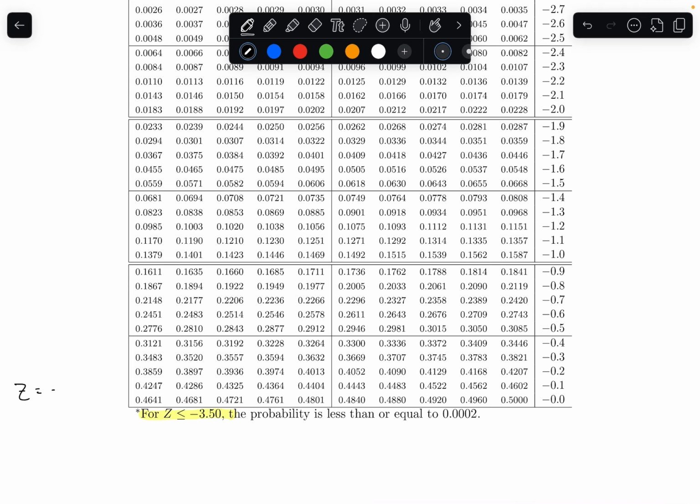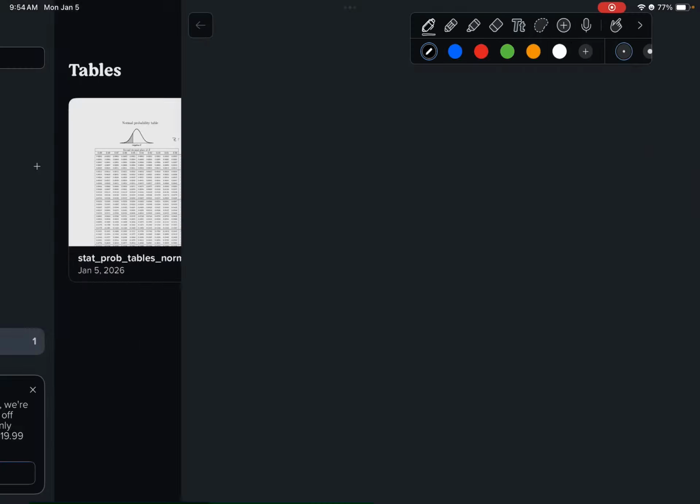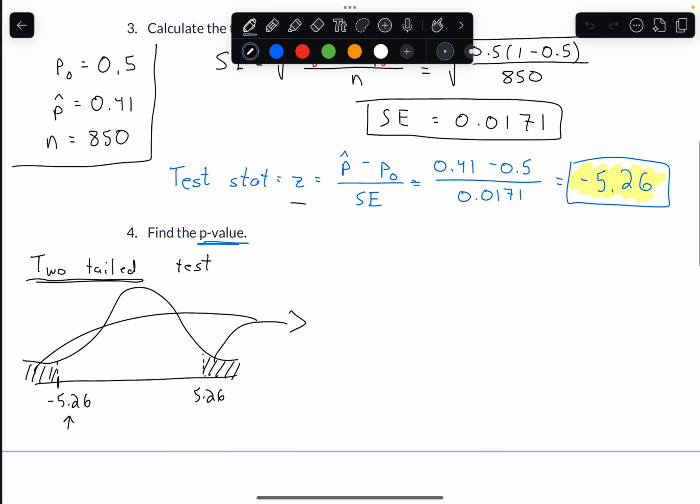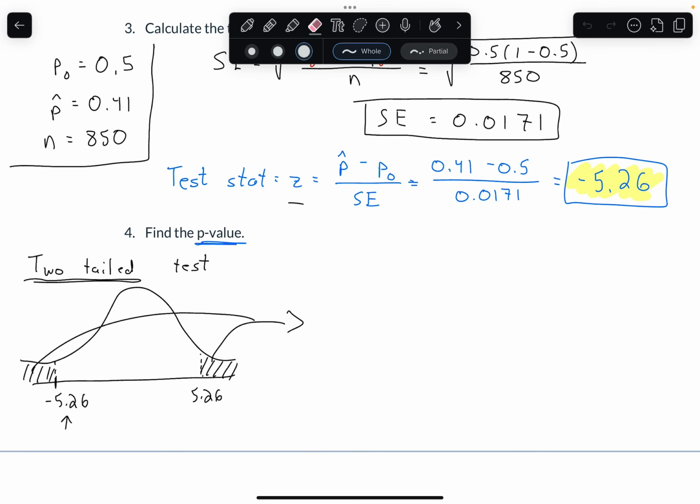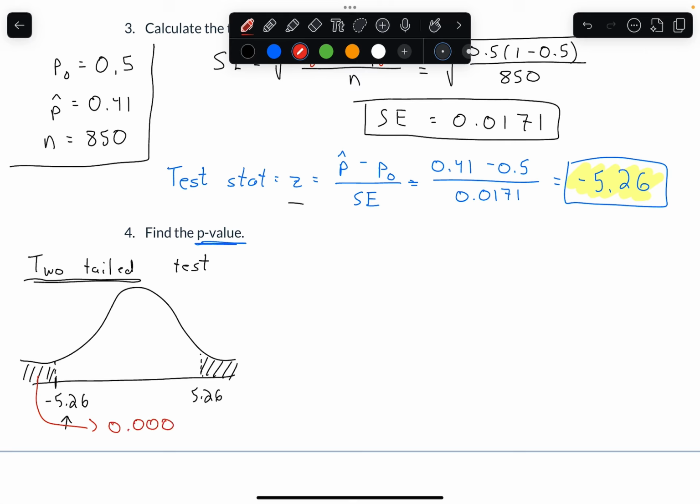Remember, our z-score was negative 5.26. It's very, very small. That means that the probability is less than or equal to 0.0002. Really, it should be less than 0.0002. We're just going to go ahead and assume, just for the sake of ease, that that area is 0.0002. So let's assume that this area to the left right here, and actually let me do this in a different color, let's do this in red, this area right here is 0.0002. Now, that's one of the areas.